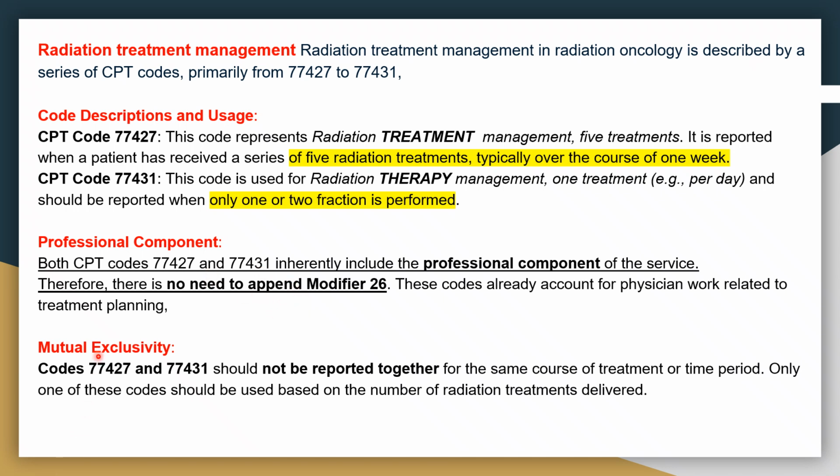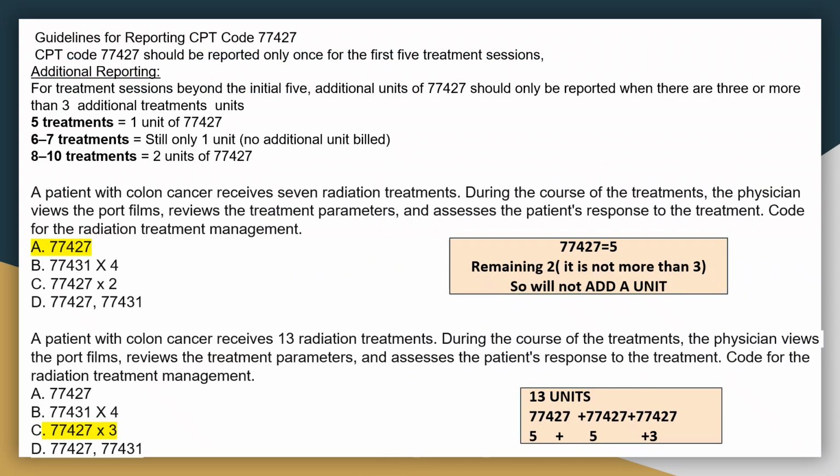And the codes 77427 and 77431 should not be reported together for the same course of treatment or time period. This is also one important guideline. This will also help you to eliminate wrong options. Now let us understand the guideline for reporting 77427.